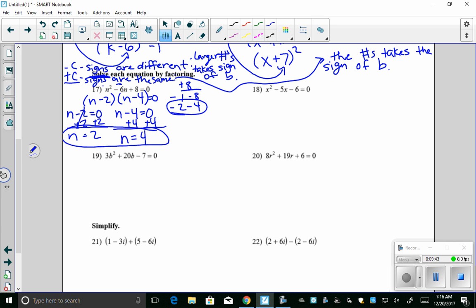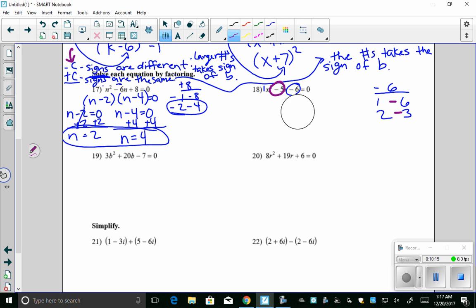Same thing with 18. There's a 1 in front, so you just factor out the negative 6. So I'm going to pull out negative 6. Factors of 6: 1, 6, 2, and 3. This time, my C is negative, so I'm going to use the top line. Because the C is negative, signs are different. The larger number takes the sign of B. So this time B is negative still, so my larger numbers are negative.